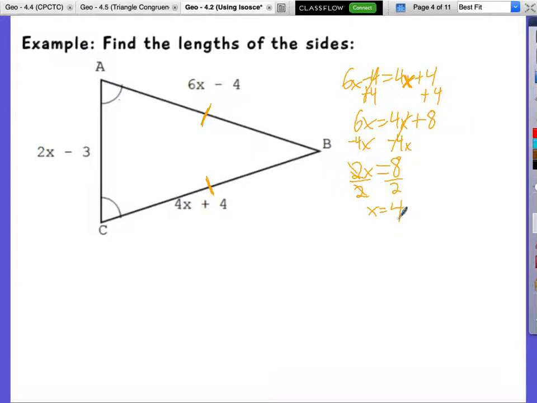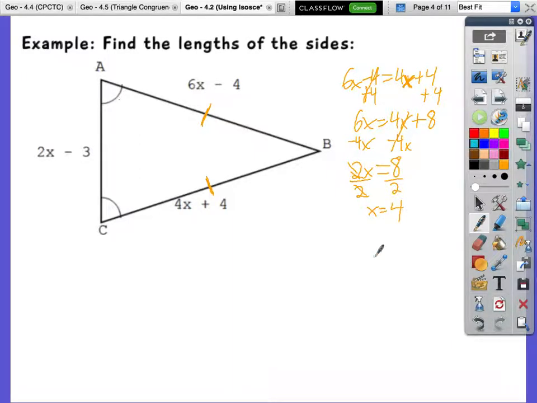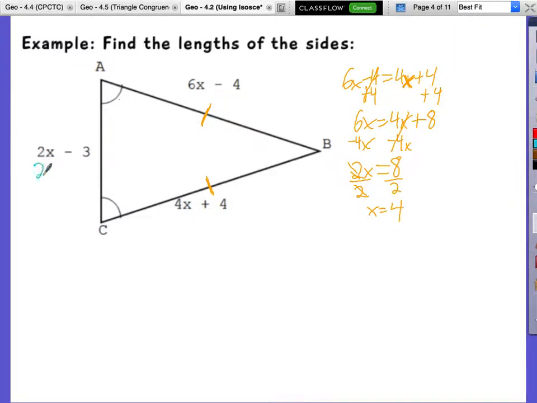Okay, plug it into, where are you saying, Kennedy? 2x minus 3. Okay, 2x minus 3, we need to find this side so we can plug it in here. You're right. What's 2 times 4? 8 minus 3 is? So this length is 5.